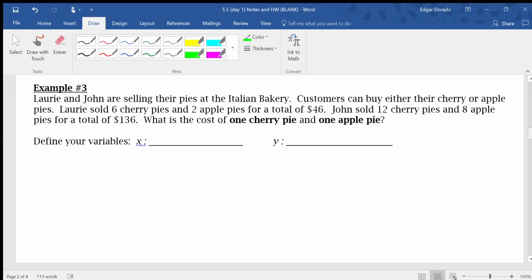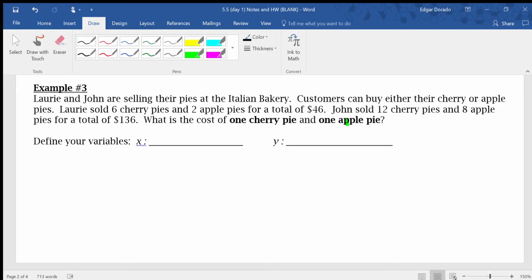All right, guys, let's go ahead and talk about example number 3. It says Lori and John are selling their pies at an Italian bakery. Customers can buy either their cherry or apple pies. Lori sold 6 cherry pies and 2 apple pies for a total of $46. John sold 12 cherry pies and 8 apple pies for a total of $136. Now it says, what is the cost of 1 cherry pie and what is the cost of 1 apple pie?